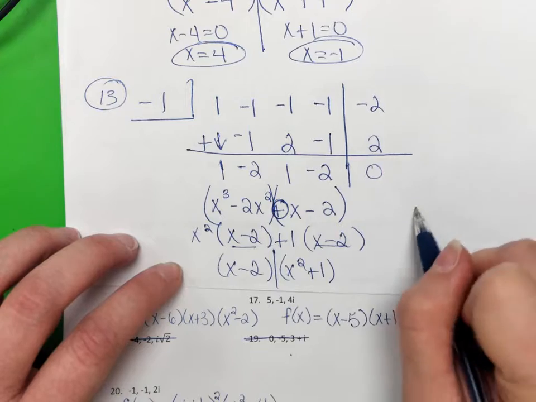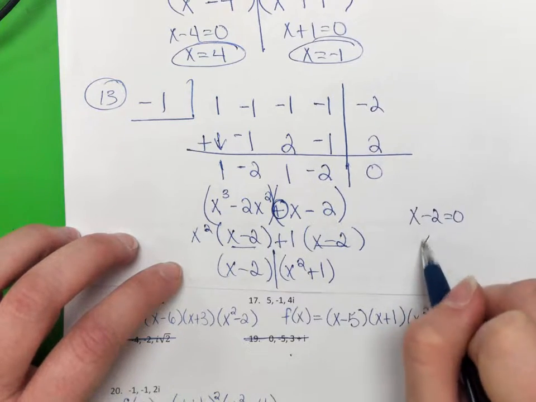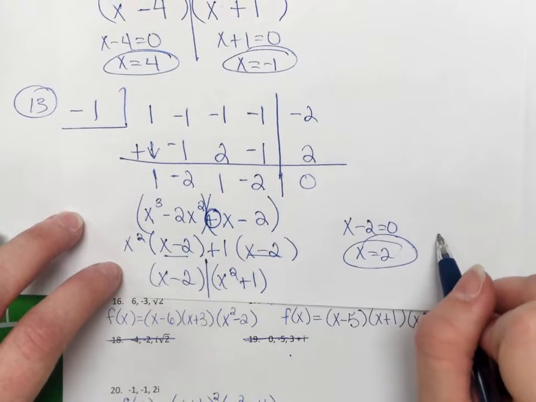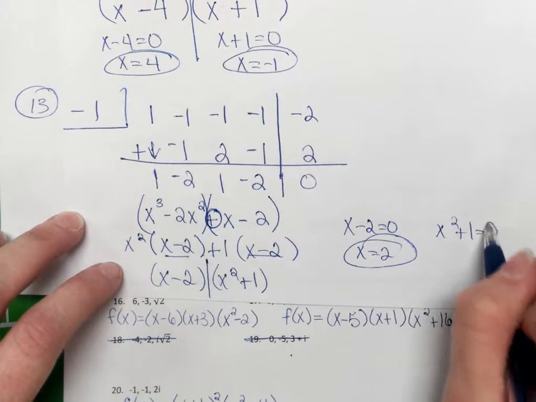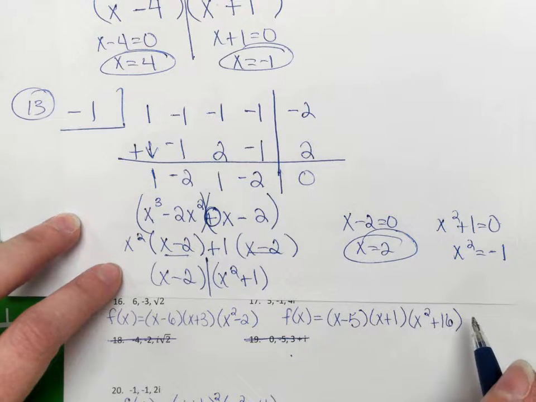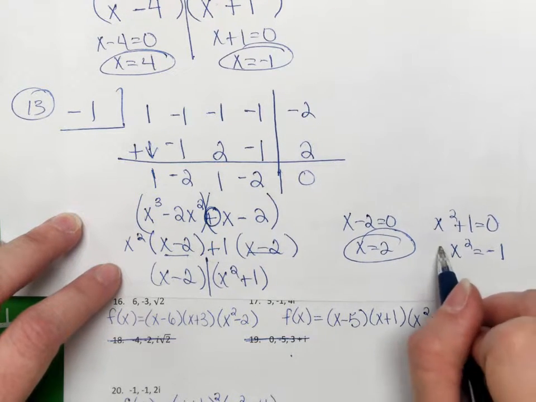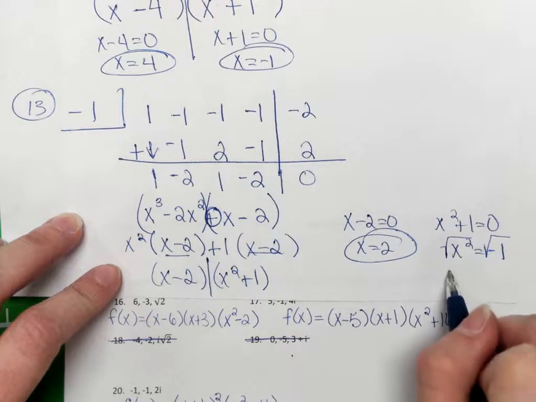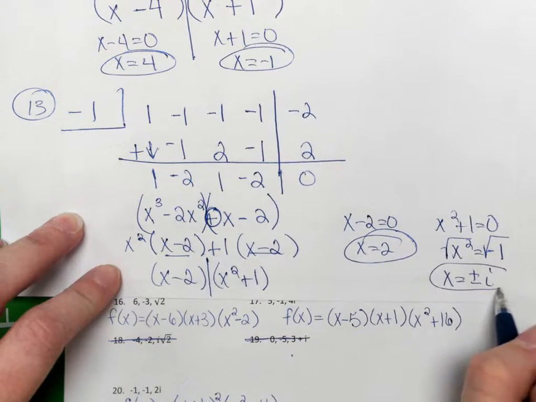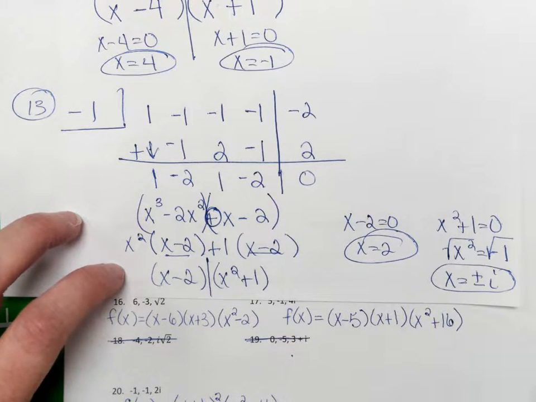Cut them in half. X minus 2 equals 0 means that x equals 2. X squared plus 1 equals 0 means that x squared equals negative 1. Take the square root. And what's the square root of negative 1? Plus and minus i. Very good.